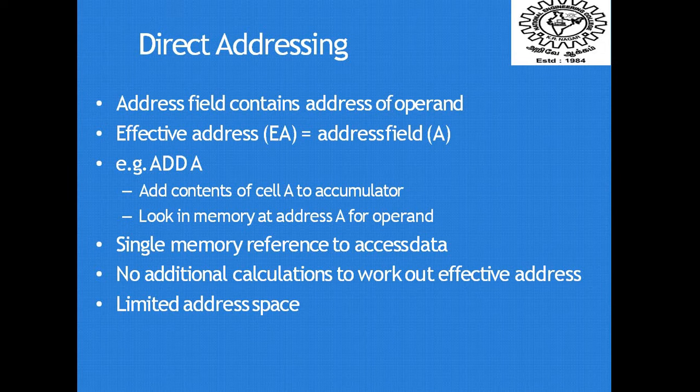Direct addressing means the address will be given directly. So the address field contains the address of the operand. If you see, the effective address is the address field. There will be an EA column, in that the address field will be given. So the contents of the accumulator and the memory location address of the operand. A single memory reference to access data, no additional calculation needed.